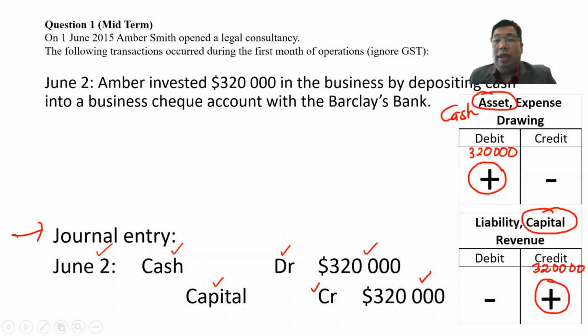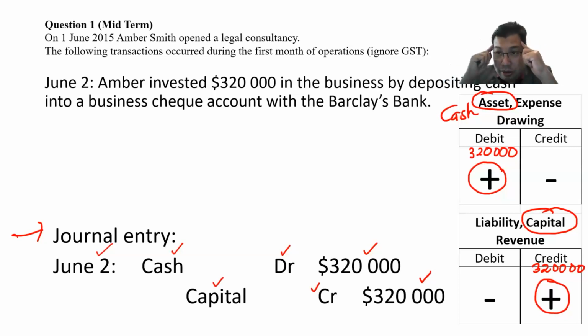In your midterm, I'm going to ask you to prepare this journal entry. Are you okay with this? Okay. From this journal entry, we're going to record two ledgers or T accounts. You can use T account or ledger.